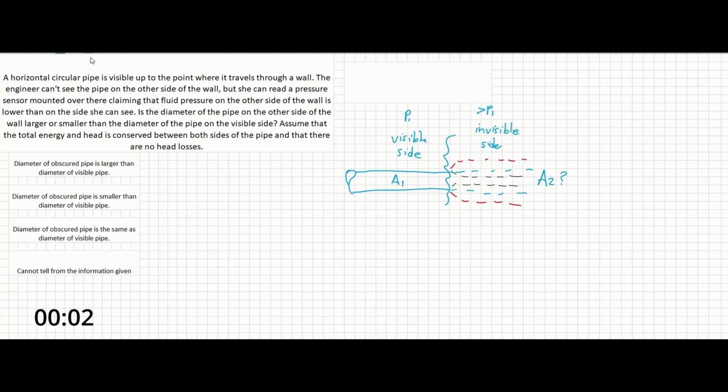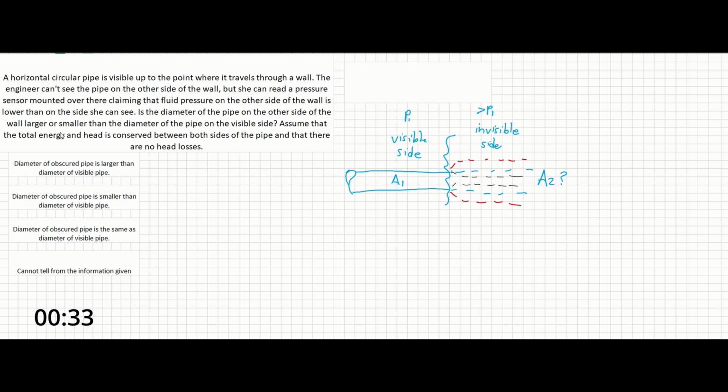Okay, in this problem, a horizontal circular pipe is visible up to the point where it travels through a wall. The engineer can't see the pipe on the other side of the wall, but she can read a pressure sensor mounted over there, claiming that the fluid pressure on the other side of the wall is lower than on the side she can see. Is the diameter of the pipe on the other side of the wall larger or smaller than the diameter of the pipe on the visible side?